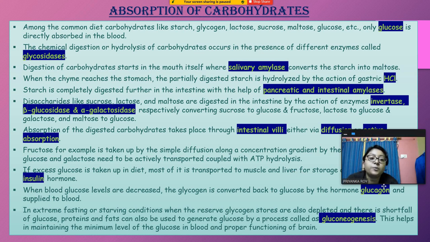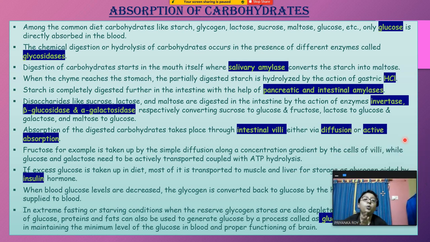First and foremost is the absorption of carbohydrates. So we know that complex carbohydrates like starch and glycogen start getting digested in the mouth, where salivary amylase is present. Salivary amylase can convert the starch into maltose.